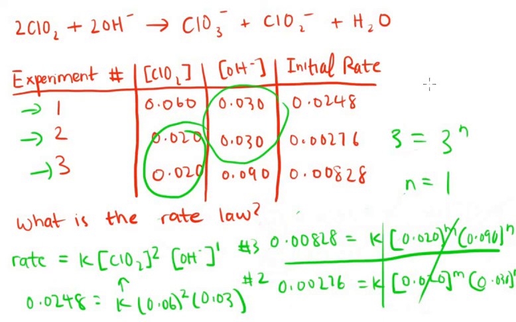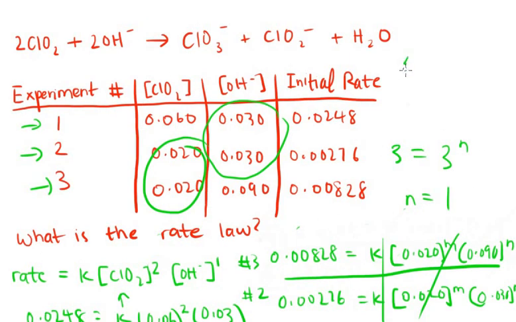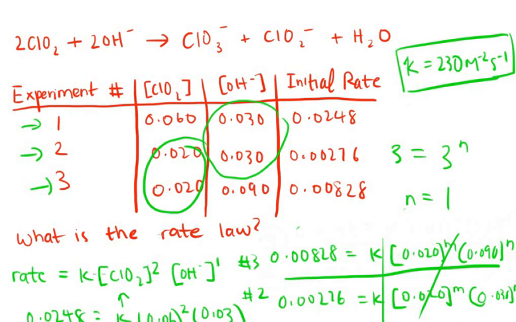So I solved it and I got k. We get k is equal to 230. That's our k. And that's our rate equation, where the overall order is 2 plus 1 equals 3.